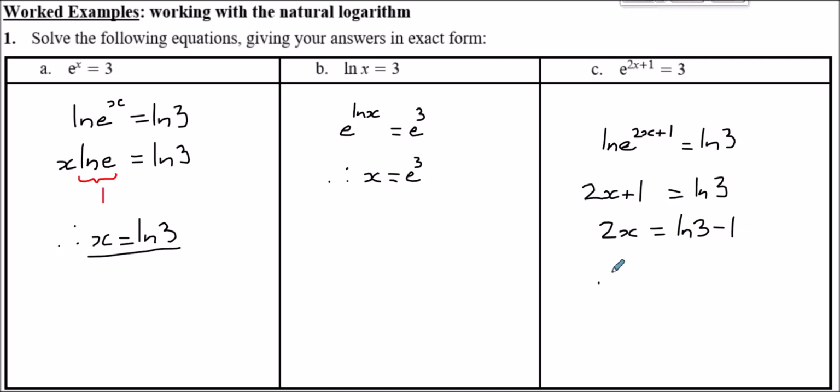Then divide through by 2, we get that x equals ln 3 minus 1 all over 2, or we can just say it's a half of ln 3 minus 1. Either or, doesn't particularly matter.